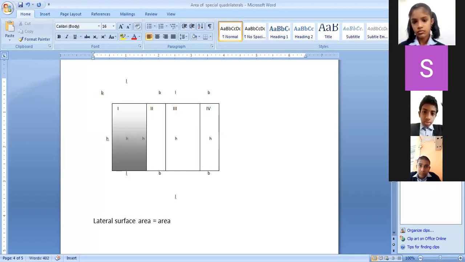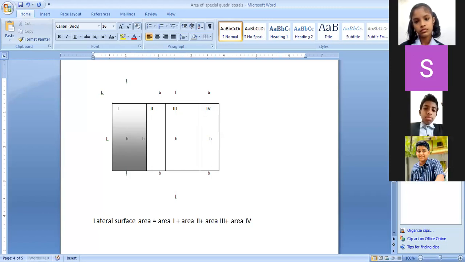Area 1 plus area 2 plus area 3 plus area 4 will give us the lateral surface area of that cuboid. Clear? So now you tell me the area of rectangle 1. Tell me, what is the area of rectangle 1?